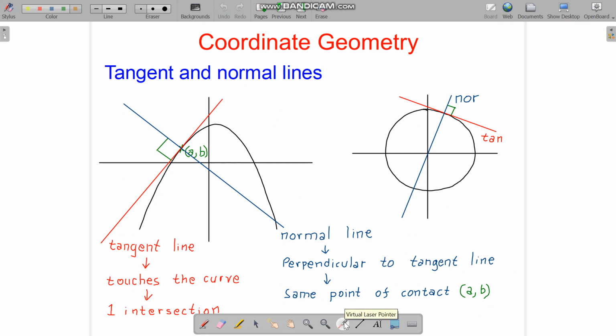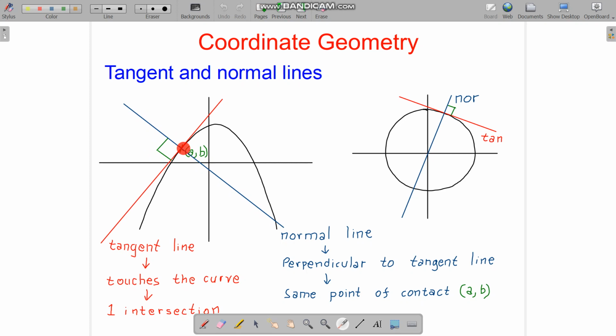Now tangent and normal lines. Tangent line means the line that touches the curve, or the line that has only one point of intersection, exactly one point of intersection. So the red line is the tangent line here. The blue line is called the normal line. So the normal line is perpendicular to the tangent line, and it passes through the same point of contact.